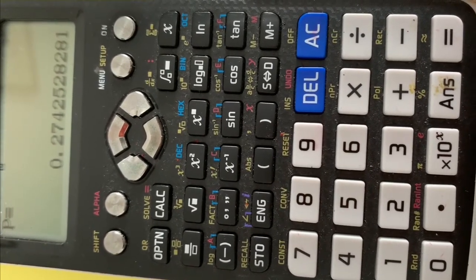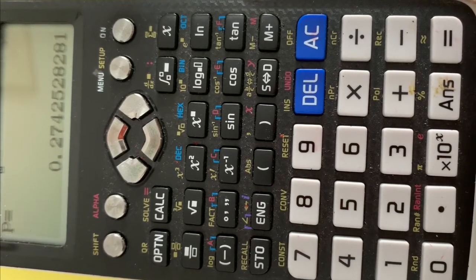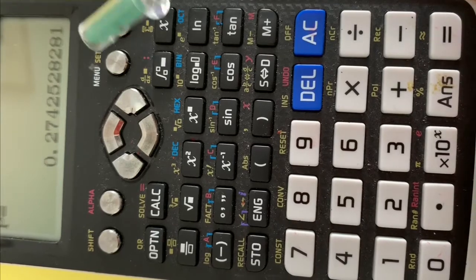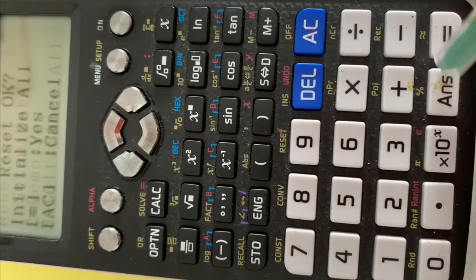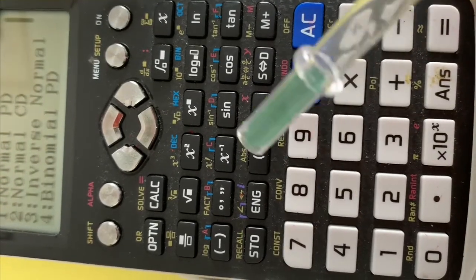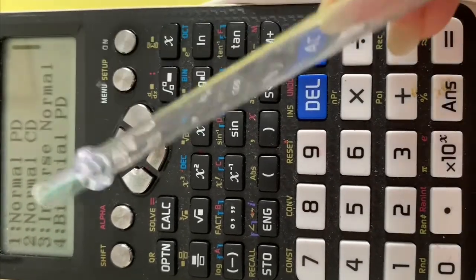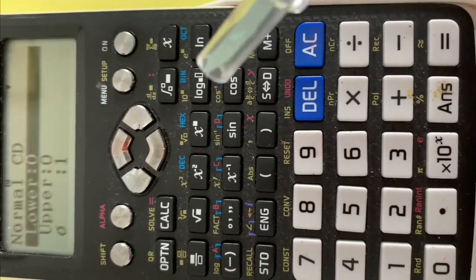So our answer is 0.27425. Okay, so the 5 you have to key in on your own. Just remember, give me 5. Okay, now we clear the calculator. So actually you have to sketch a bell shape first. Okay, now we go to the other question.